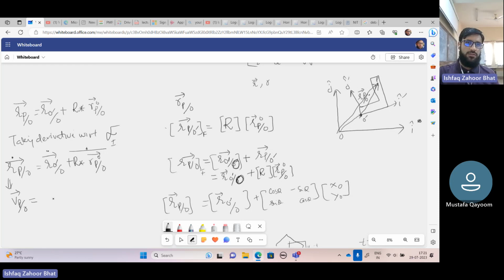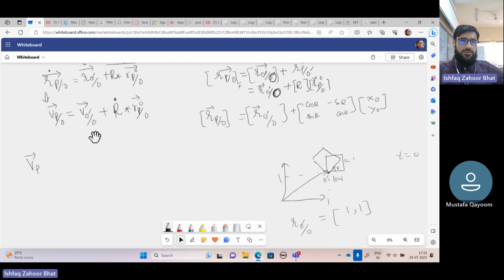This is equal to the velocity of O dash with respect to O, plus, see, this is constant, so it doesn't have any derivative. Only R will have a derivative. So the derivative of R times R_PO. This vector is not changing. This is the initial vector. The initial vector cannot change. It has a fixed value. When it changes, it becomes a new vector, but we are not dealing with the new vector. This is the initial vector.